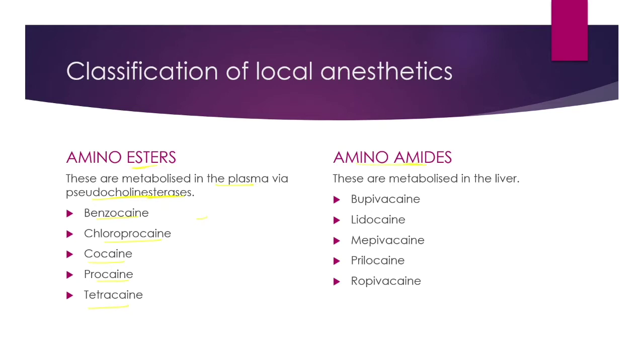Amino amides, these are metabolized in the liver. What are the examples for amino amides? We have bupivacaine, lidocaine, mepivacaine, prilocaine and ropivacaine.